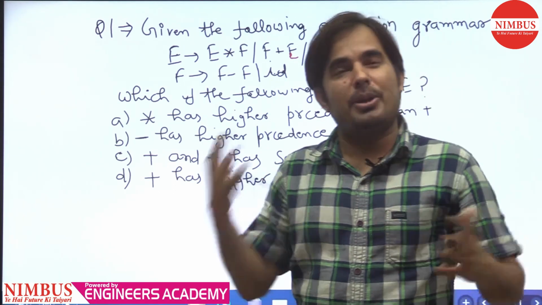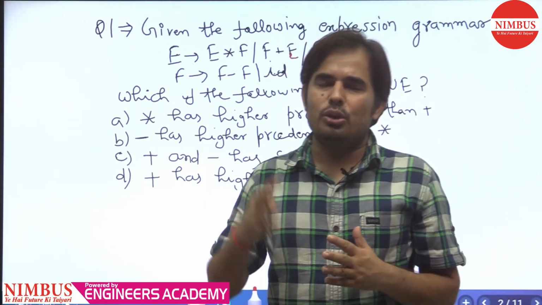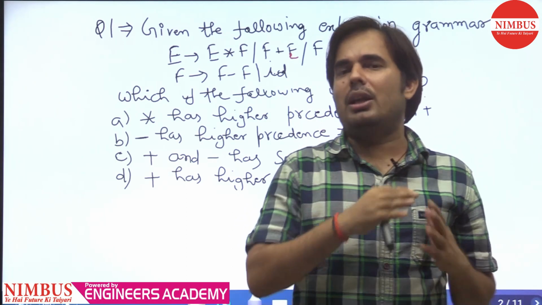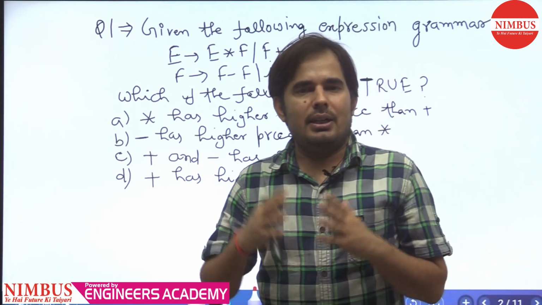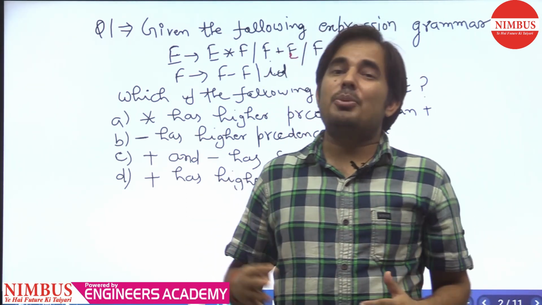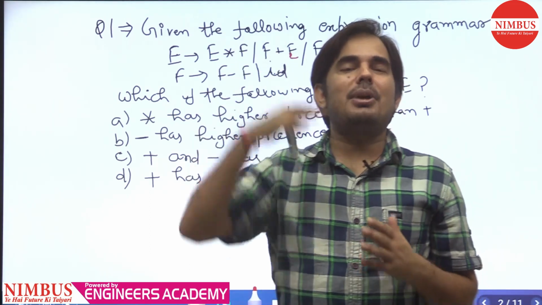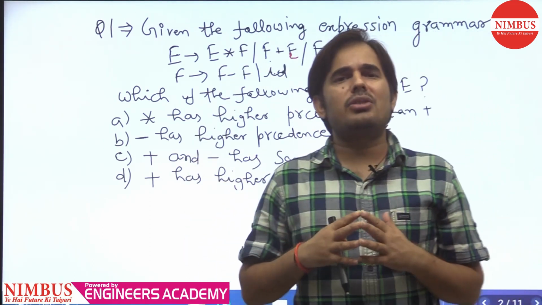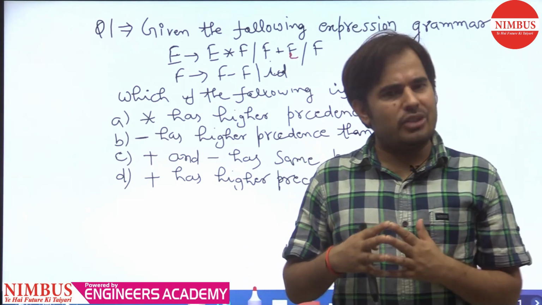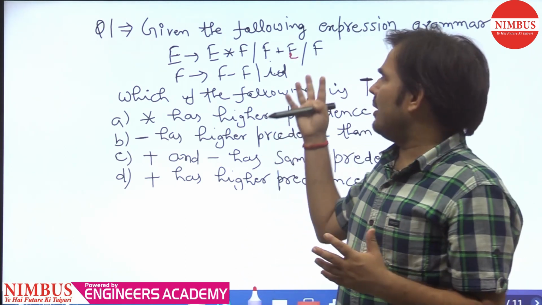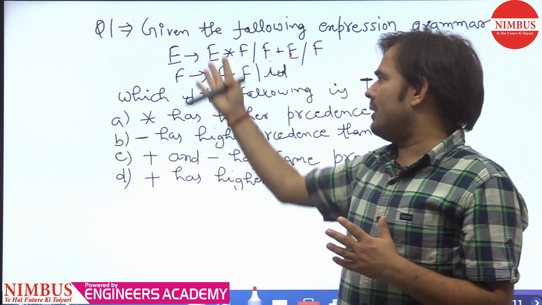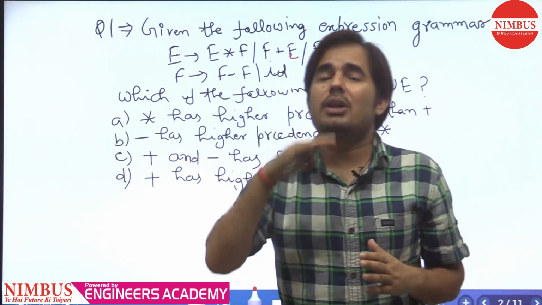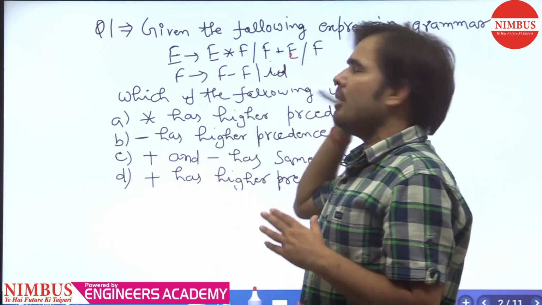So it is asking you which of the following is true, means it is asking you about the precedence of the operators. So as I told you, the operator which is at the lower level in the parse tree, the precedence of that operator is higher than the upper level operators, okay. So ये हम कैसे find out कर सकते हैं? Suppose if we have any string, वो string लेंगे जो ये grammar produce कर सकती है. We need to take only that string which this grammar can produce.